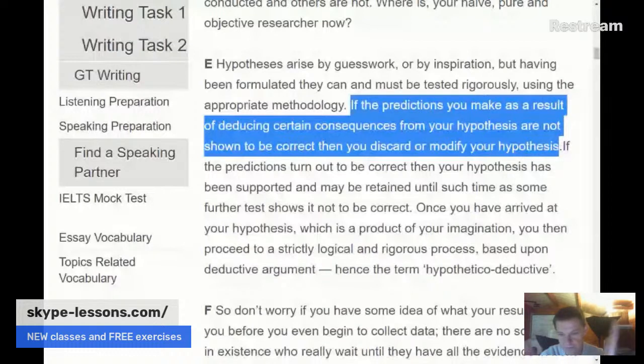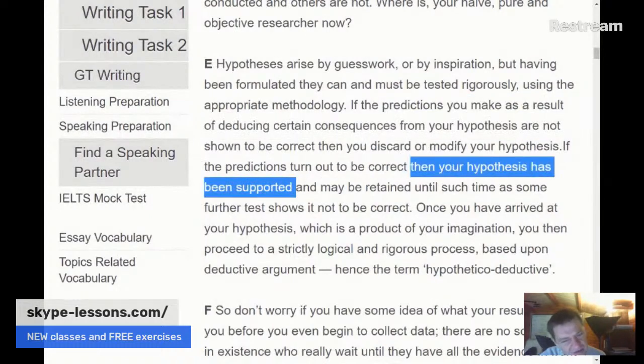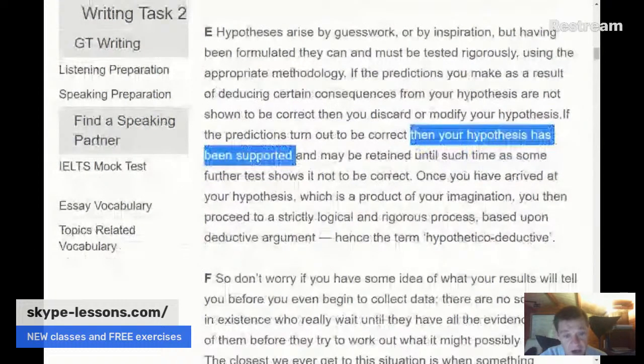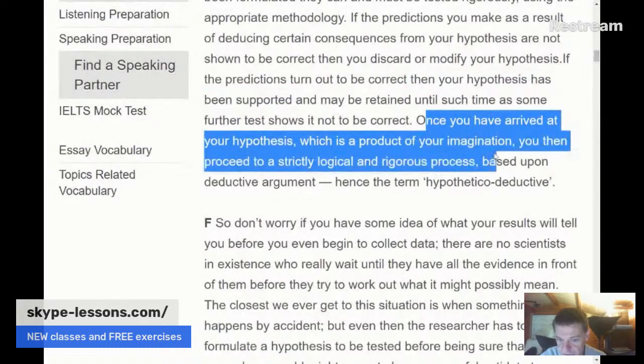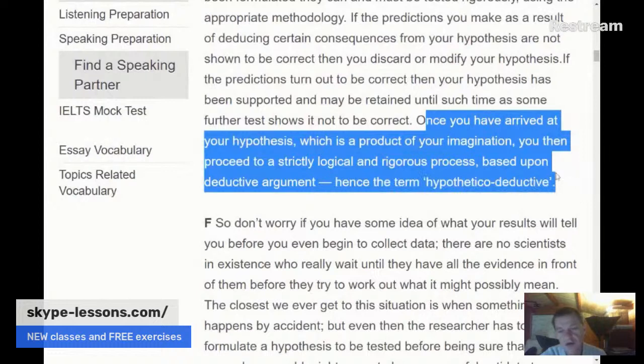This is just the hypothetico-deductive method, that if the predictions you make are not true, then your theory is incorrect. That's not advice. It's just a statement of fact. It's a description of the hypothetico-deductive method. So if the predictions turn out to be correct, then your hypothesis has been supported. So he's not giving advice again. He's describing the hypothetico-deductive method. Once you have arrived at your hypothesis, which is a product of your imagination, you then proceed to a strictly logical and rigorous process. So this is just describing hypothetico-deductive method. It is not giving you advice for how to do an experiment.